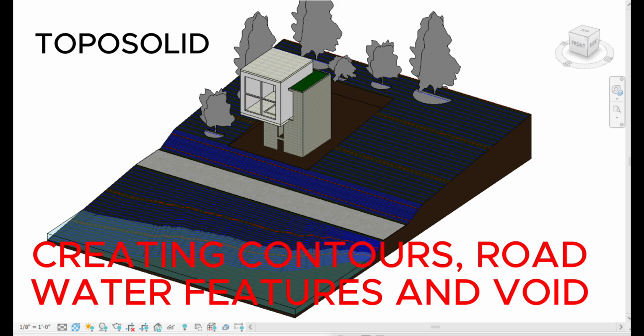Hello and welcome everyone. I'm glad you could join me today as we explore one of the most exciting and useful tools introduced in Revit 2024, the Toposolid. In today's session, we'll walk through everything from creating basic terrain to adding roads, integrating water features, modifying contour appearances, and even embedding building elements into your site. So by the end of this tutorial, you should feel quite confident in using Toposolids to shape a real world landscape in Revit. So let's begin with the foundational step, creating the Toposolid itself.